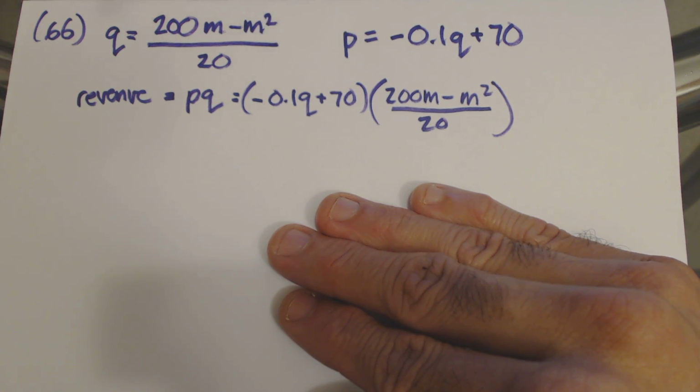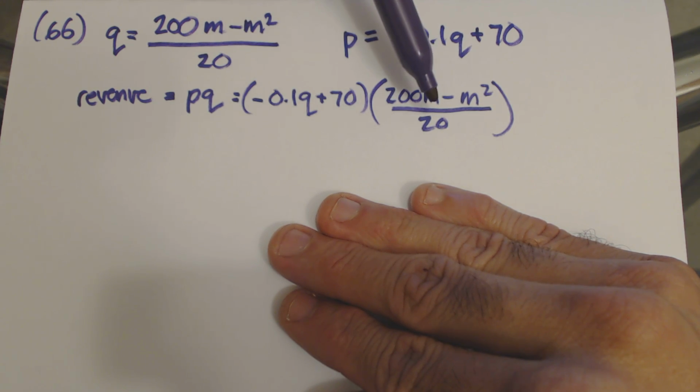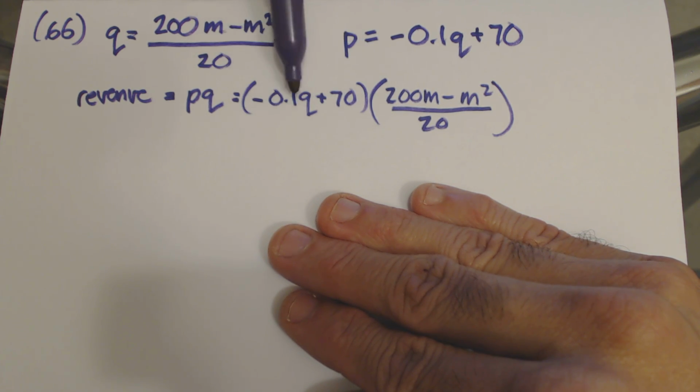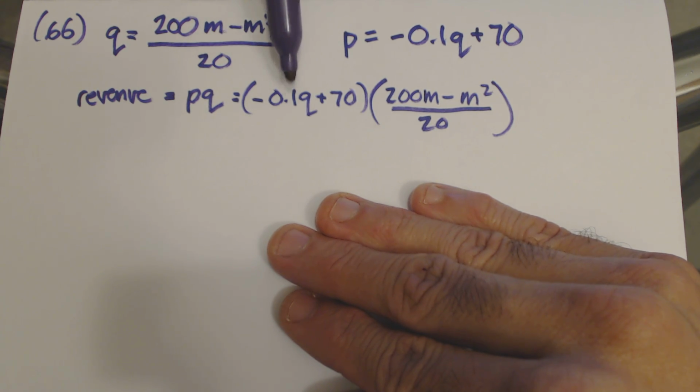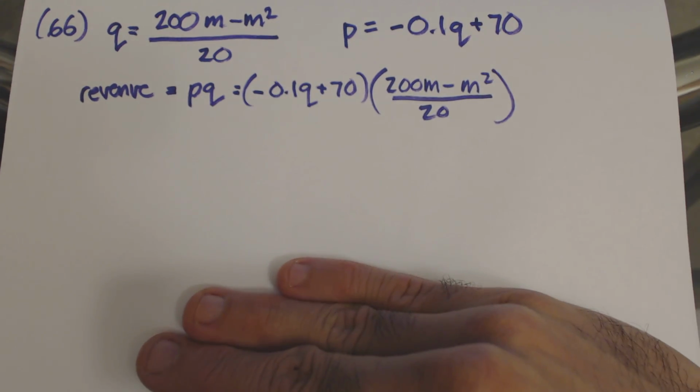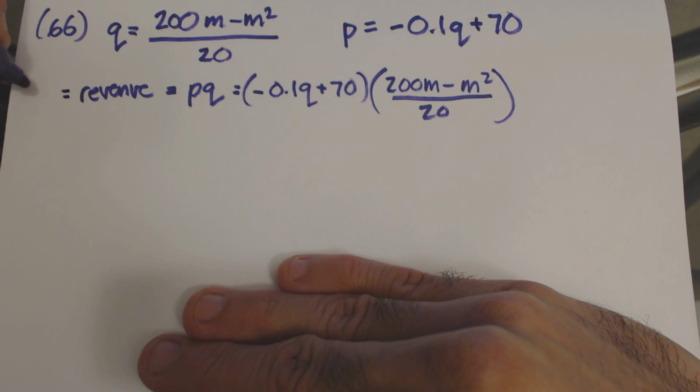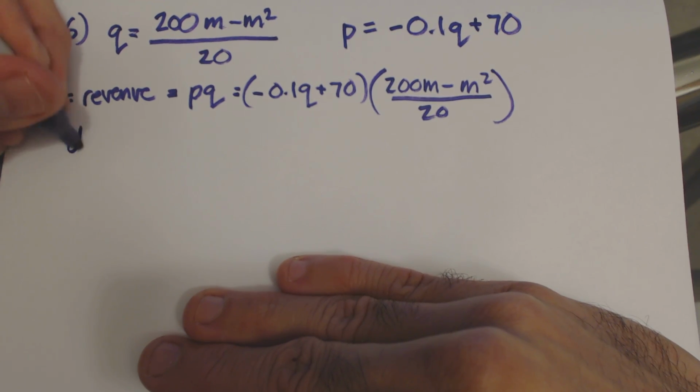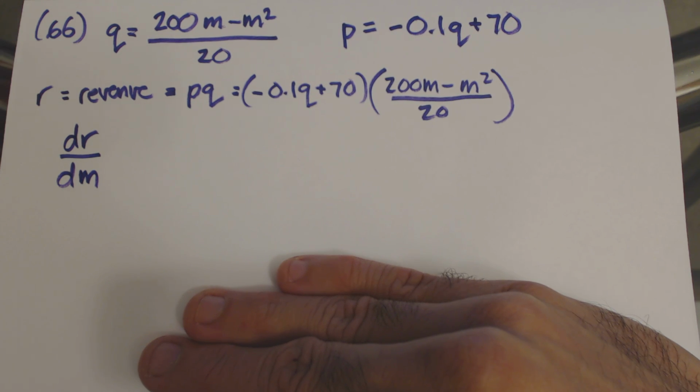So remember, Q here in the inverse demand function is a function of labor, right? So we're going to need to take, well, first of all, we have two expressions here, so we need to use the product rule. With this one here, we're going to need to use the chain rule also, because Q is a function of M. So let's call the whole function R, and we're looking for dR/dM, the change in revenue with respect to the change in laborers.